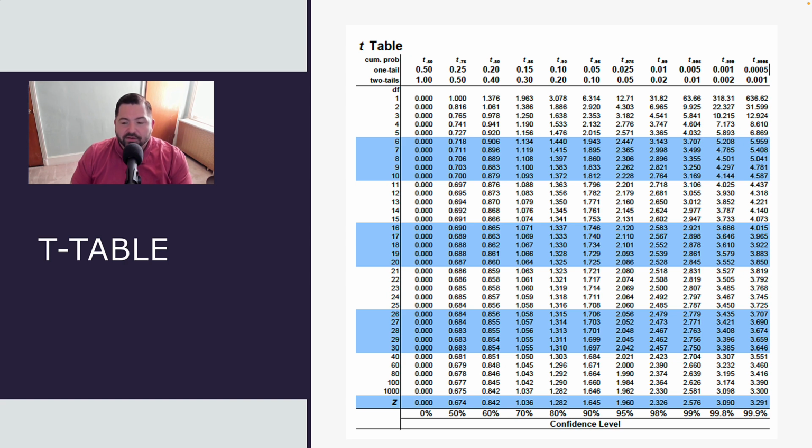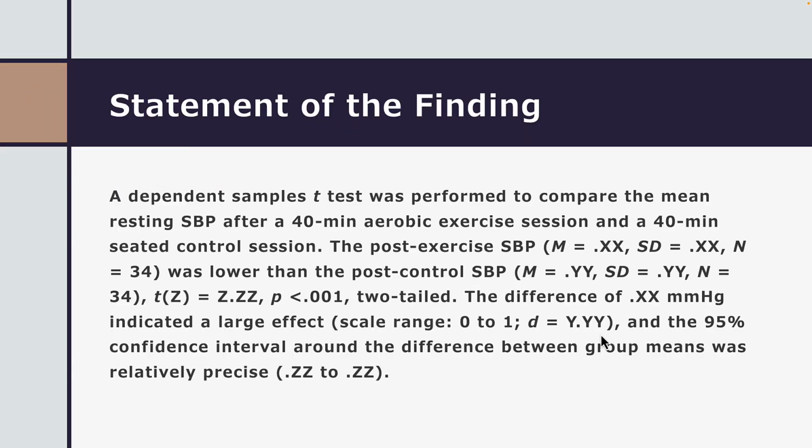Okay. And so if the t statistic calculated is significantly different or higher on an absolute basis, a larger number than the t critical value, then that means there is a statistically significant difference between people who experience aerobic exercise and what their blood pressure looks like 40 minutes later, and a seated control session where they don't engage in aerobic exercise and their blood pressure is checked 40 minutes later. So any difference that we may see, it's attributed to the aerobic exercise.